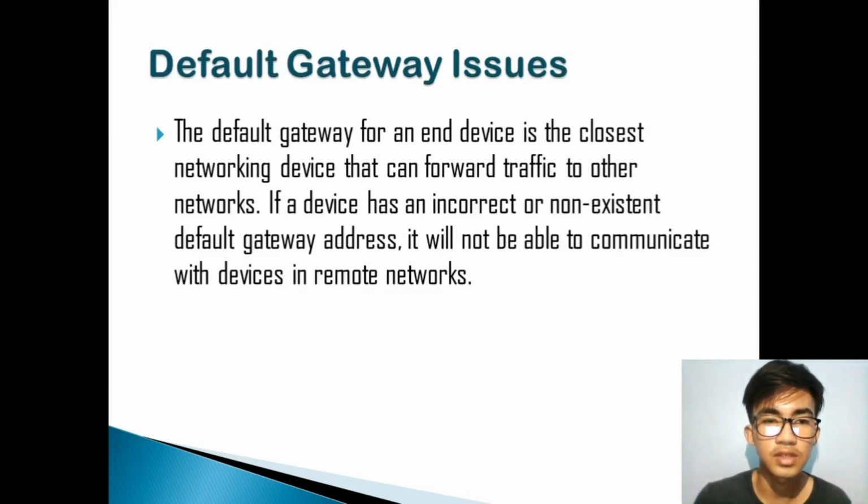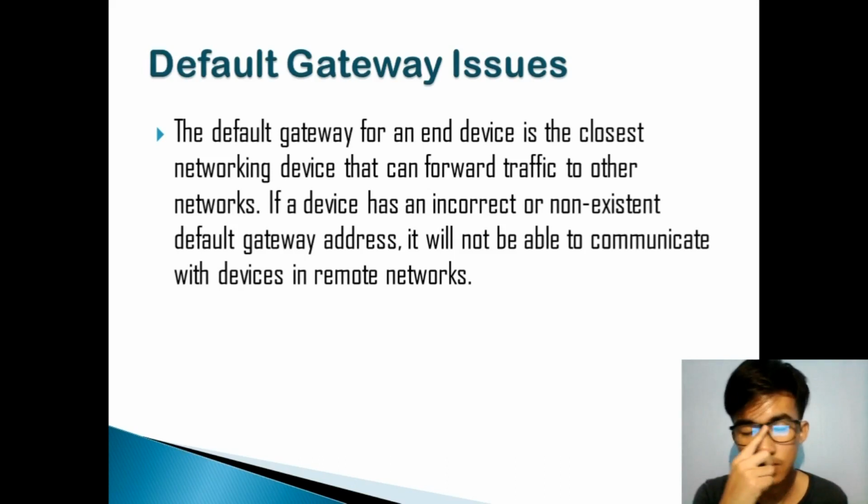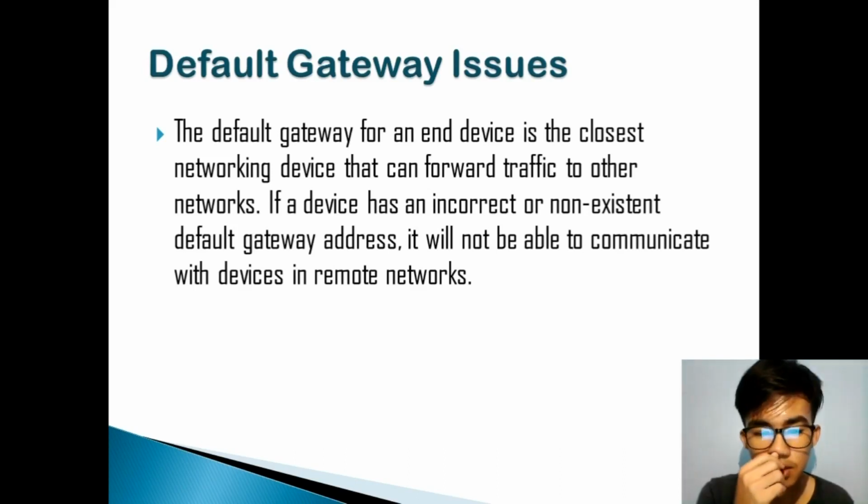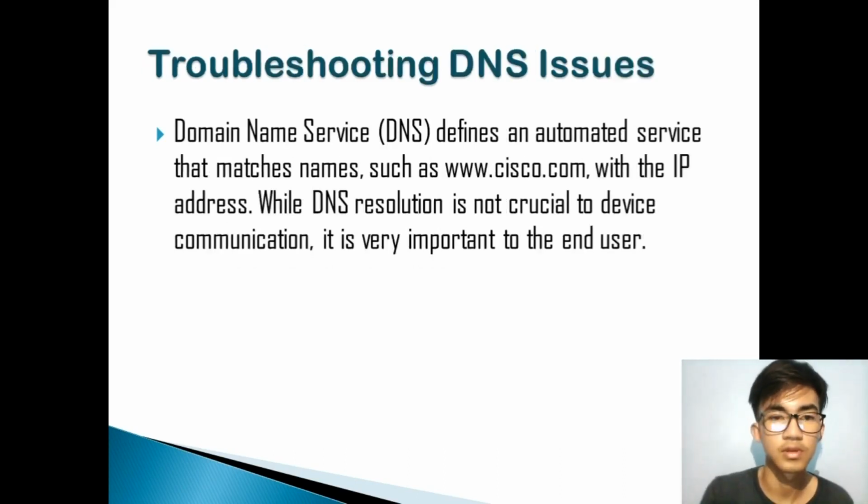And then default gateway issues. The default gateway for an end device is the closest networking device that can forward traffic to other networks. If a device has an incorrect or non-existent default gateway address, it will not be able to communicate with the devices in the remote network. So that is the default gateway issues. Like I said, the default gateway is very important. Without the default gateway, we cannot communicate with the devices in the remote networks.